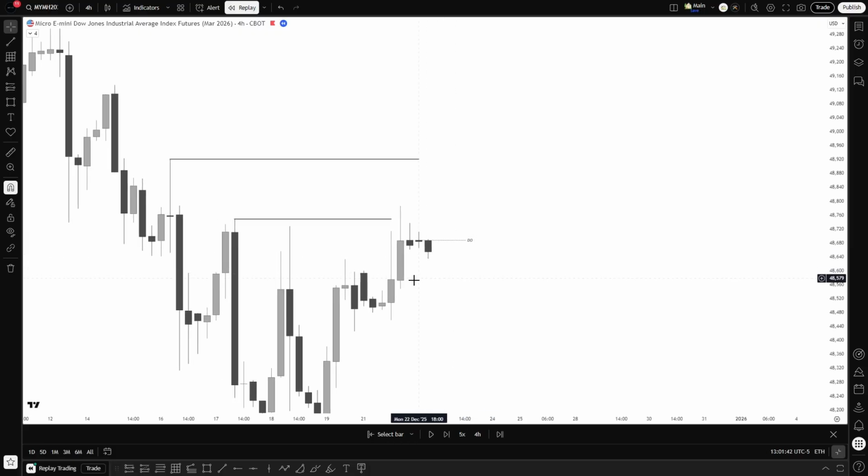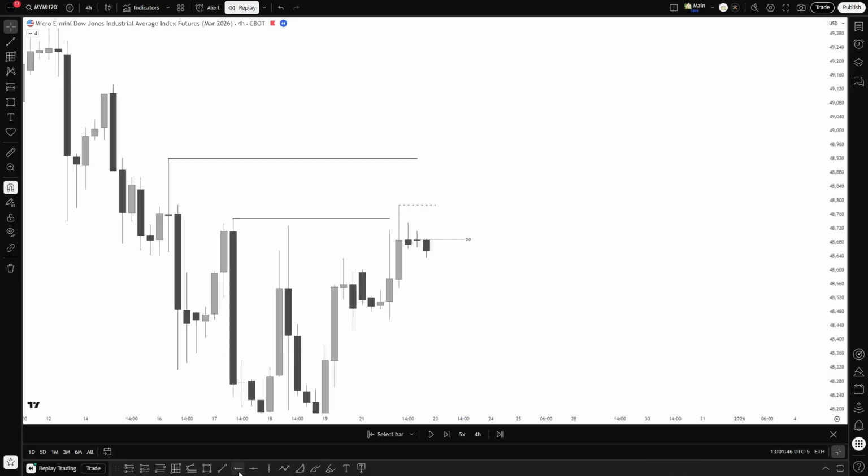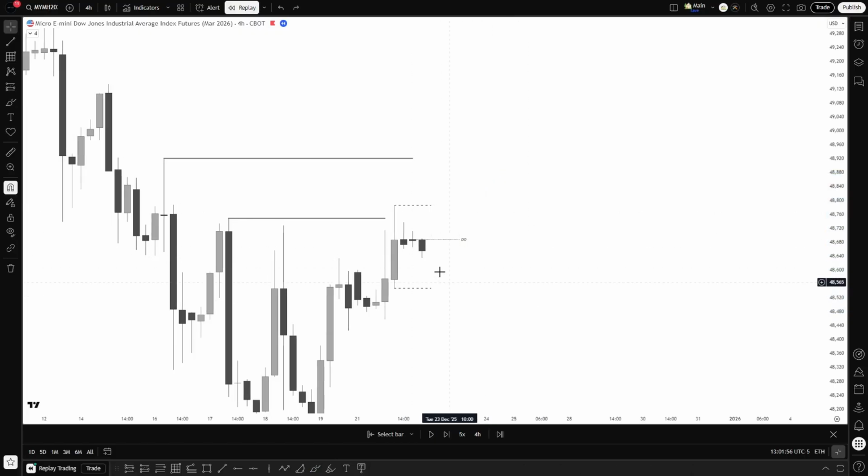But the problem is now that price is inside barring, I have to see price manipulate one side of the range to go either higher or lower. Like if we manipulate range high, then we're going to go lower. If we manipulate range low, then we're going to go higher, right? Ideally, we manipulate range low to go higher.